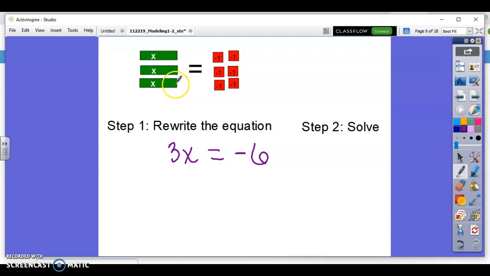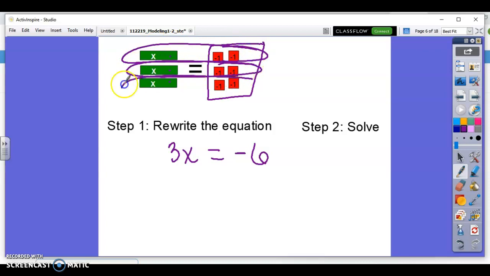If I have 3 x's, I have to take whatever's on this side, and I have to break it up into how many groups? 1, 2, 3. 3 equal groups. So if I take these little squares and break them up into 3 equal groups, each one of these x's is going to get 2 of these boxes. So 1 positive x would be equal to -2 because these are negatives.